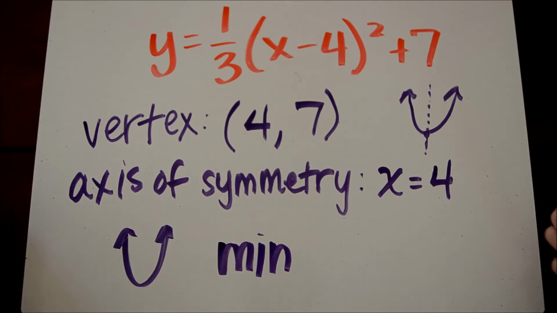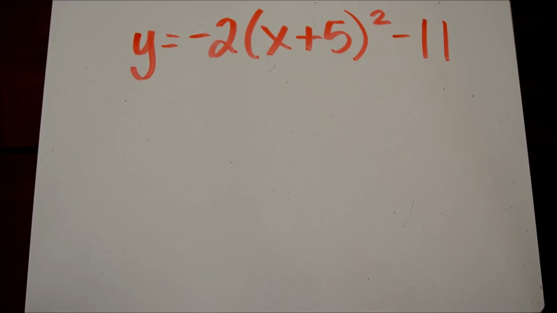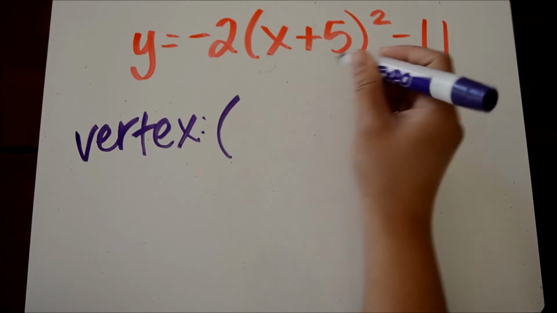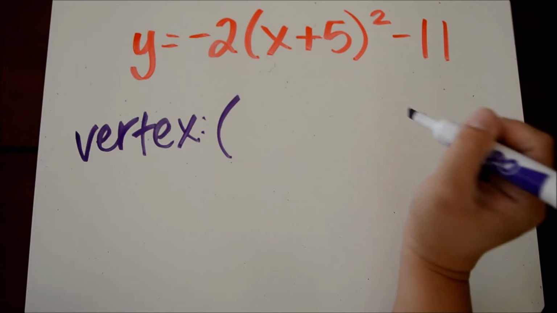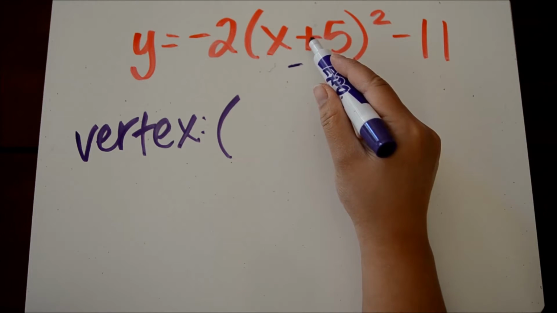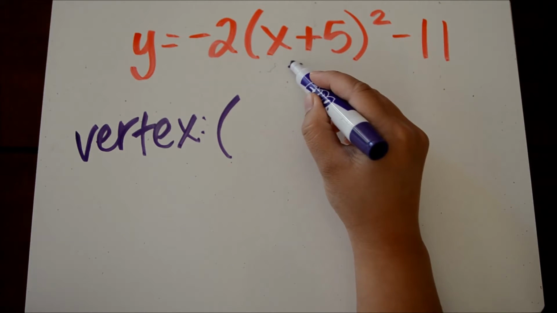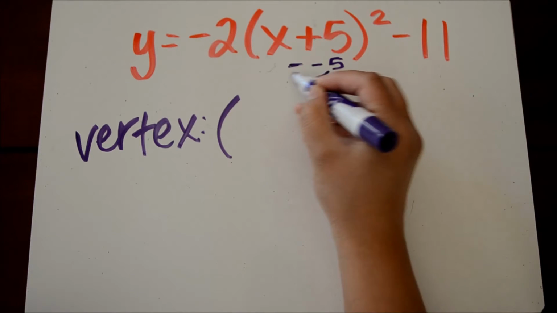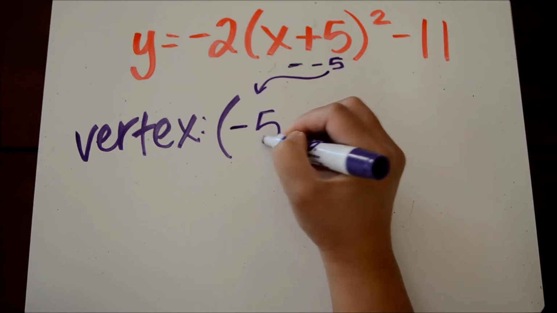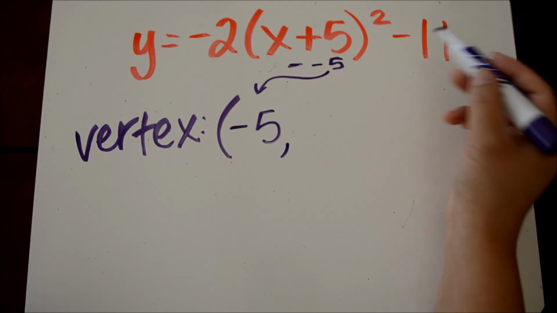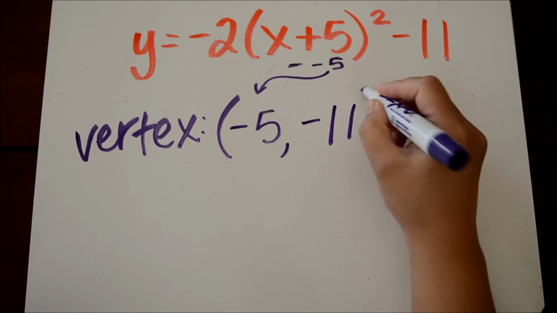Let's take a look at another example. All right, so again, let's start with the vertex. The vertex is our h and our k combined. So here it looks like our h value is a +5, but you have to remember we have a minus sign in vertex form. And so this is actually minus a -5, and that's how it became +5. So in this example, our h value is actually -5, and our k value is still the k value, which is -11.